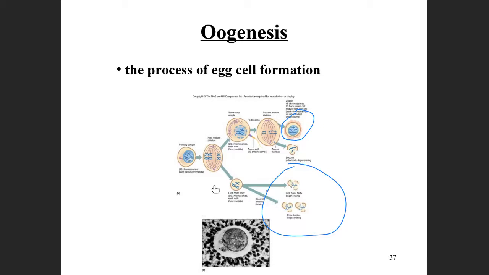Unlike spermatogenesis where you have different sperm, this polar body is often found as part of this cell. It's almost like it's one cell. It doesn't separate into its own entity like we see with the sperm.